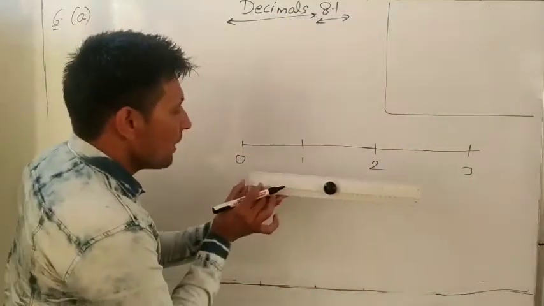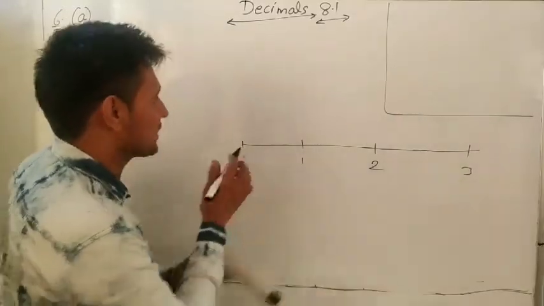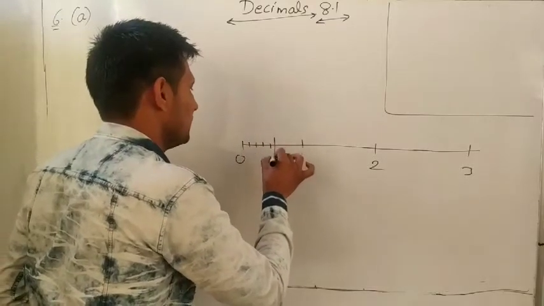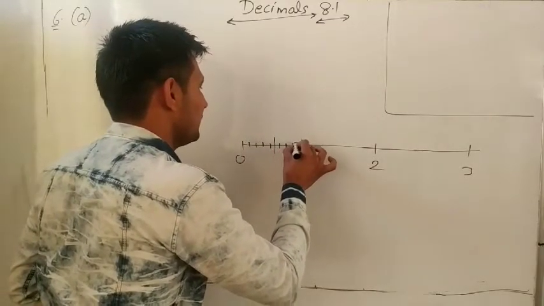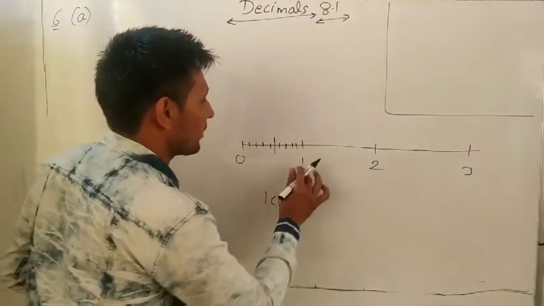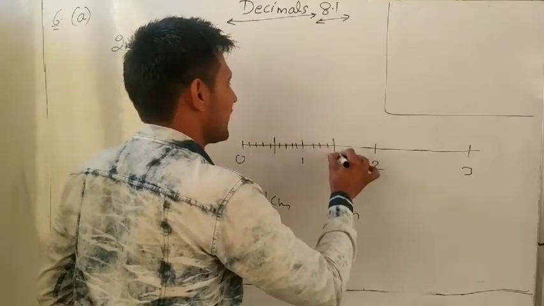And everyone knows between two numbers, between 0 to 1, how many lines are given? There are 10 equal parts given. 3, 4, 5, 6, 7, 8, 9. So it means 0 to 1 how many? 1 centimeter. 1 to 2 is also 1 centimeter. It is also divided into 10 equal parts.